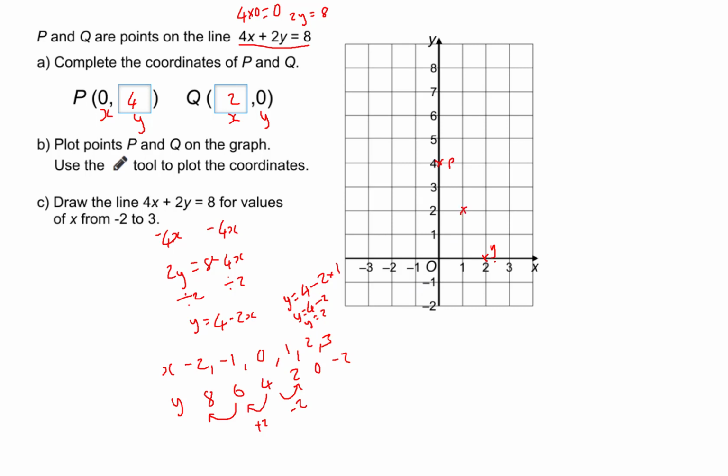So you just mark those coordinates in and draw a straight line with the MathsWatch ruler, or with a ruler if this is an exam, and then you're done.